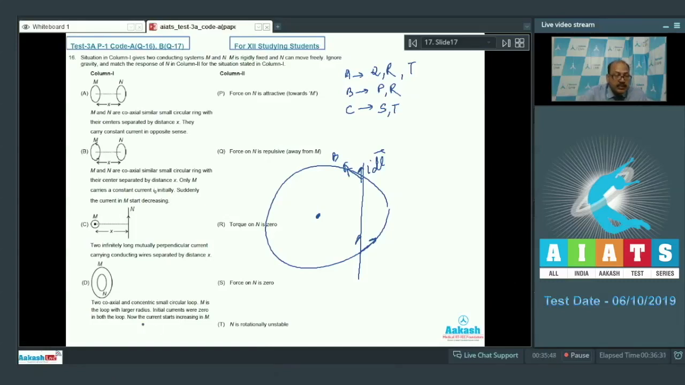Let's look at entry D now. In entry D, we have two coaxial and concentric small circular loops. M is the loop with larger radius. Initial currents were 0 in both the loops. Now the current starts increasing in M.